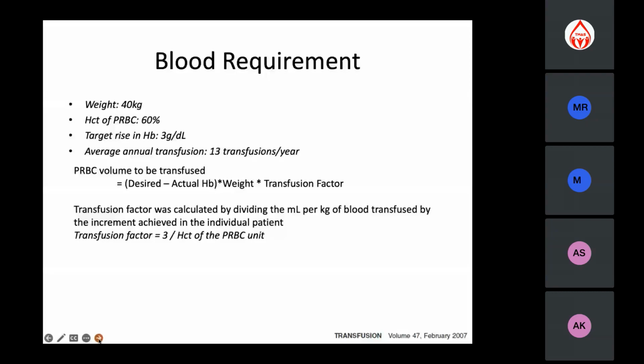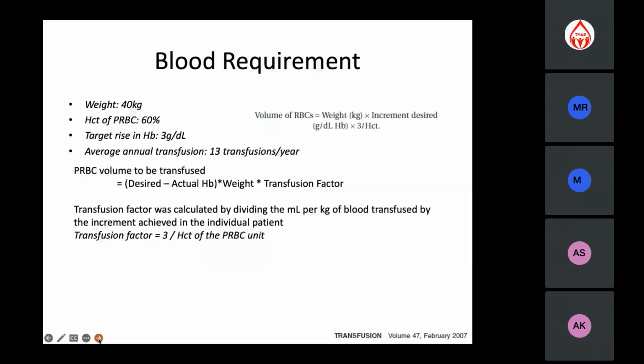So the formula is fine-tuned as: volume of RBC required is equal to weight in kilograms into hemoglobin increment required or desired into 3, divided by hematocrit of the unit selected.